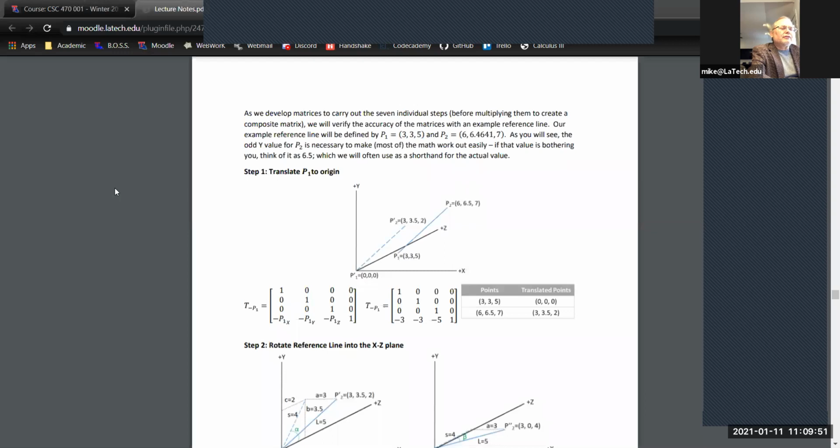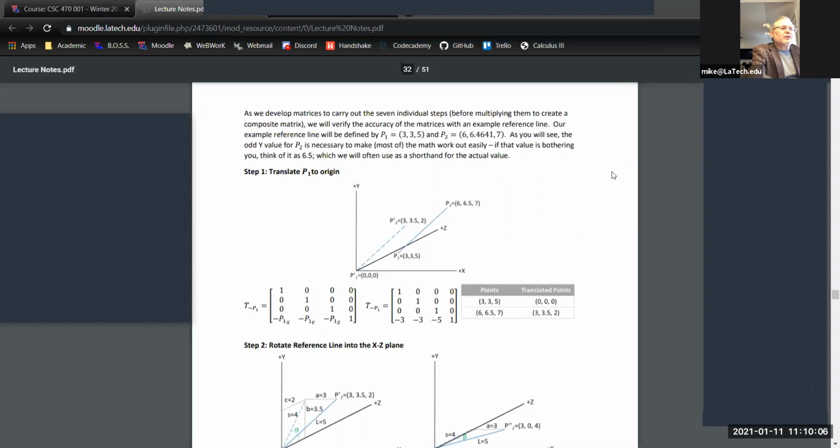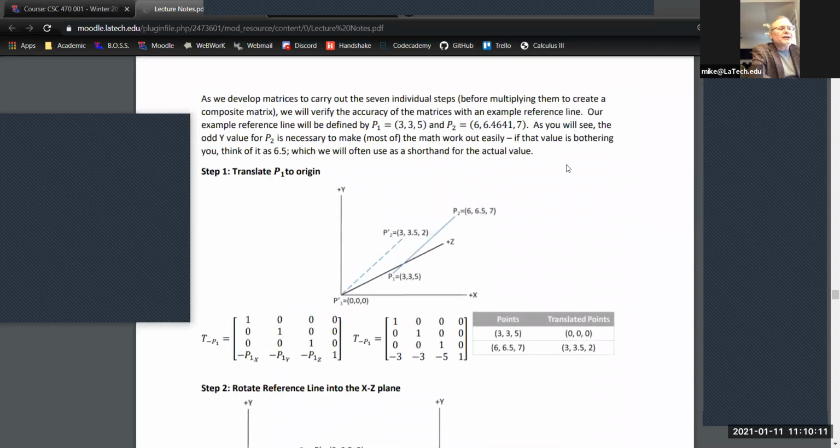And when we do that, if we move both endpoints, we will get the dashed line segment that I have drawn there as P1 prime to P2 prime. Okay, so P1 prime is 0, 0, 0, and P2 prime is 3,5,2. Now, how do I get that? Well, I use a translation matrix that I've got there.